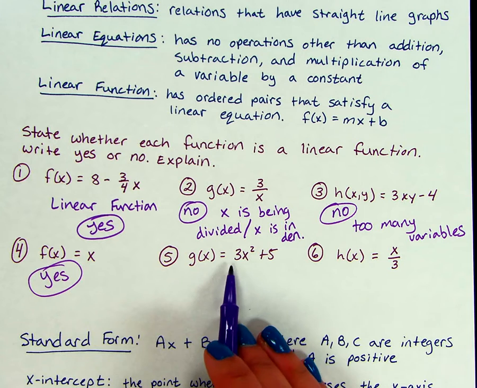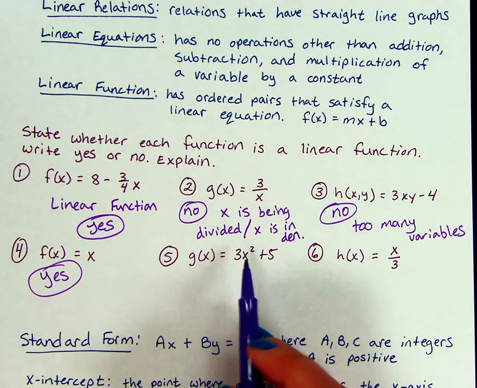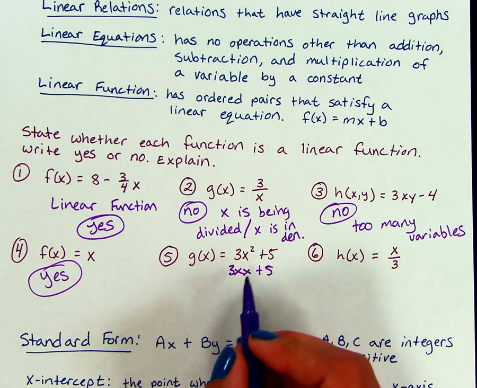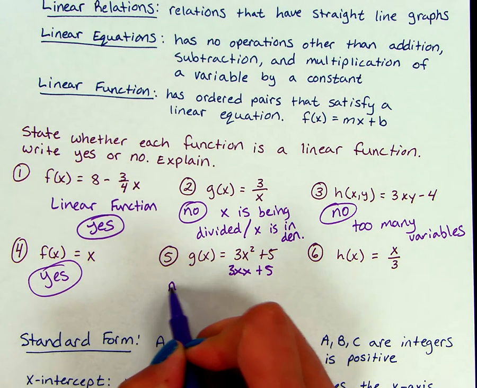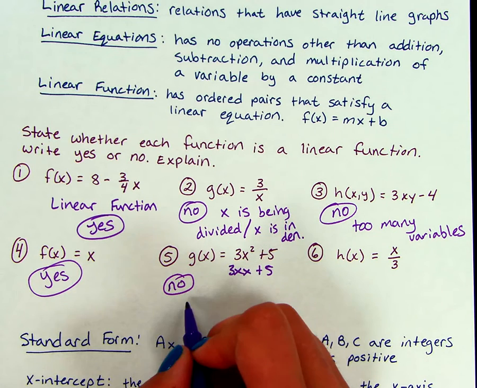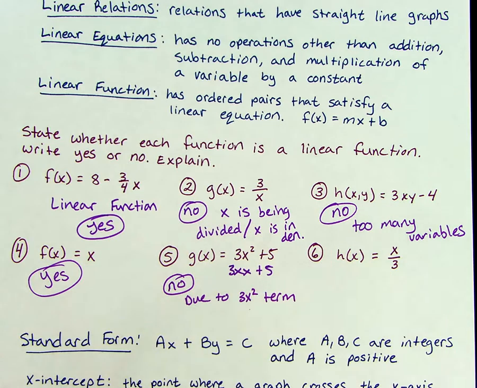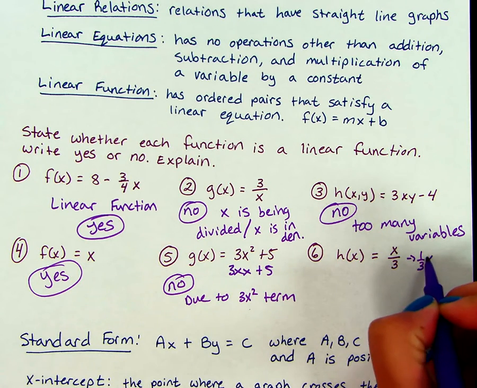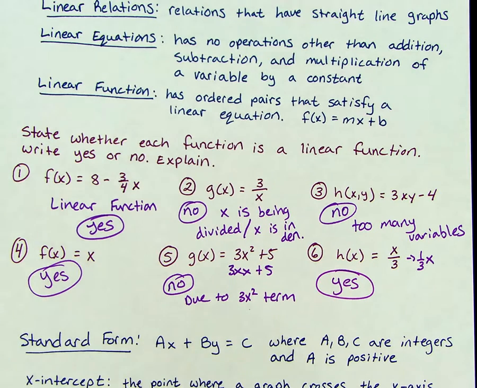All right, next one, g of x equals 3x squared plus 5. So this power means that this is really 3 times x times x plus 5. So once again, we actually have too many variables here. So that power of 2 changes it from linear to something else. So this is a no, and it's due to the 3x squared term. And the last one, h of x equals x over 3. So this we can really think of as 1/3 times x. So this is just multiplication between those. So yes, this one is a linear function.